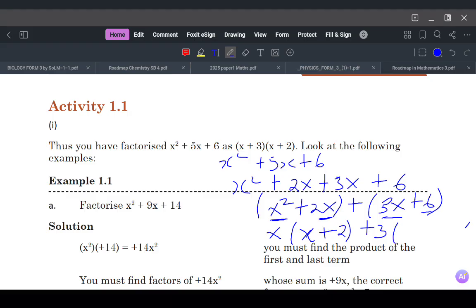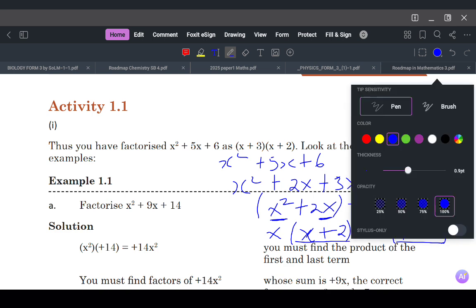Then you have x plus 2. 3 into 6 goes 2 times. All right. Very important to note this technique. Then you have this bracket, which is just the same as this one. All right.